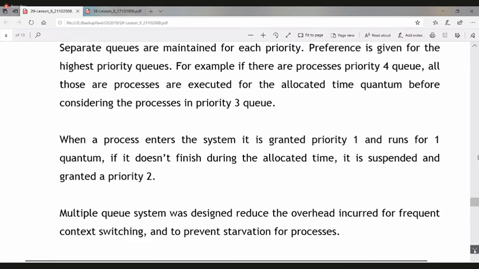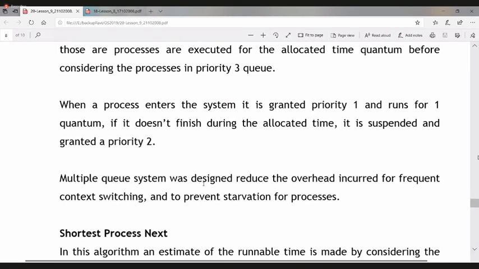So the multiple queue system was designed to reduce the overhead incurred by frequent context switching. You can reduce the number of switchings and prevent starvation of processes. So it can avoid the starvation problem also. Starvation is not getting any chance.